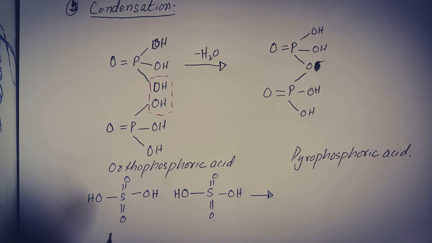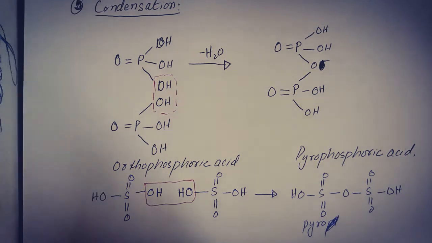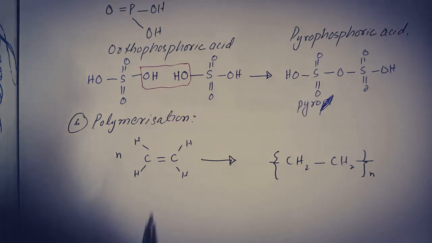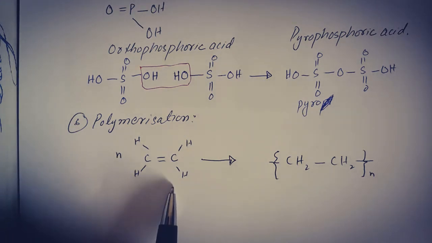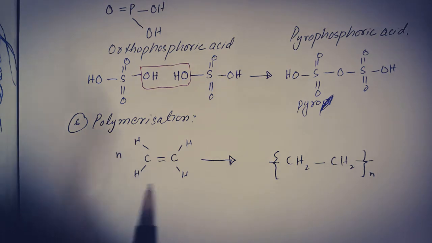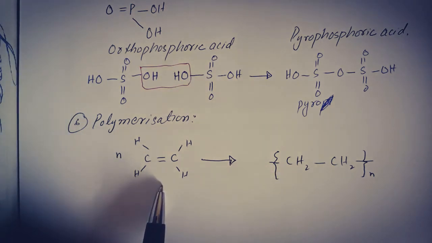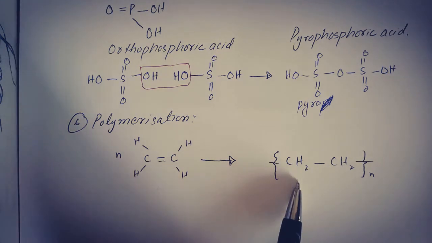Similarly, two molecules of sulfuric acid condense to form pyrosulfuric acid. Next type of reaction is polymerization, and this process is said to take place when a large number of small molecules of the same kind combine to form a large macromolecular product or polymer. For example, the ethylene that polymerizes to polyethylene polymer.